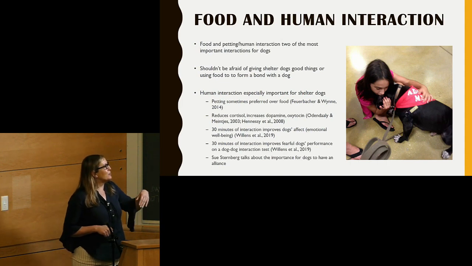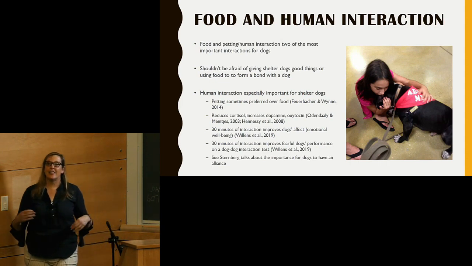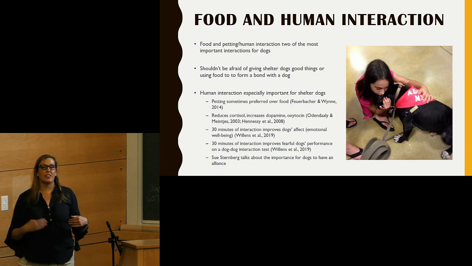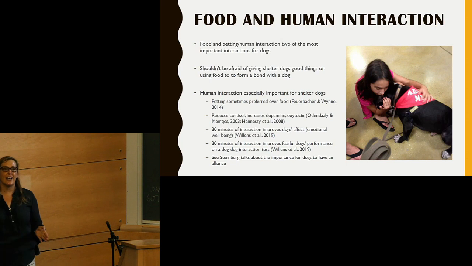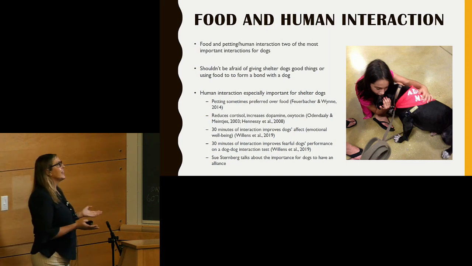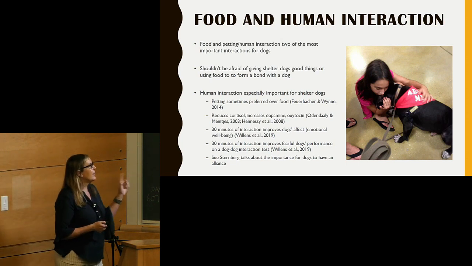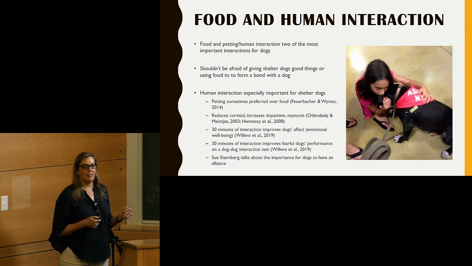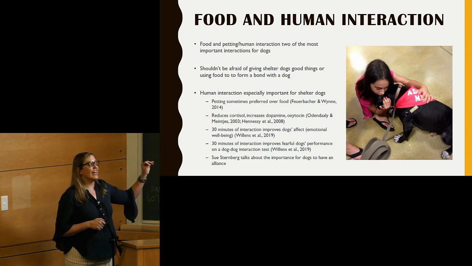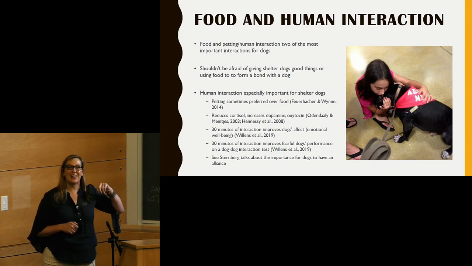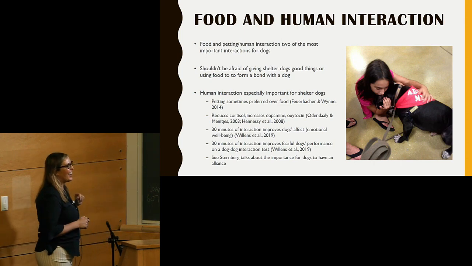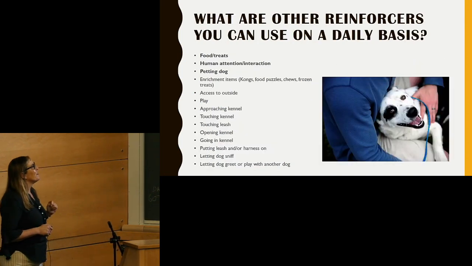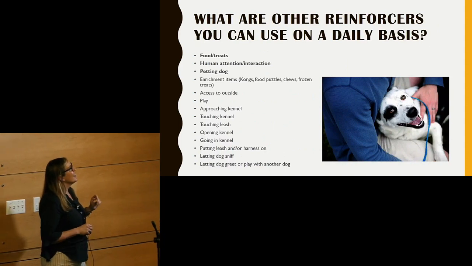And I really like Sue Sternberg talking about the importance of dogs having an alliance, and I think that's important for our shelter dogs, having some regular folks, whether it's a regular volunteer or regular staff member, that's checking on them, that they can interact with regularly, to give them a little more predictability in their life, and also form some nice positive relationships. So food and human interaction are two that I would use a lot with my shelter dogs. I would give them quite freely if I were you. But like I said, there are lots of other reinforcers we can use on a daily basis.